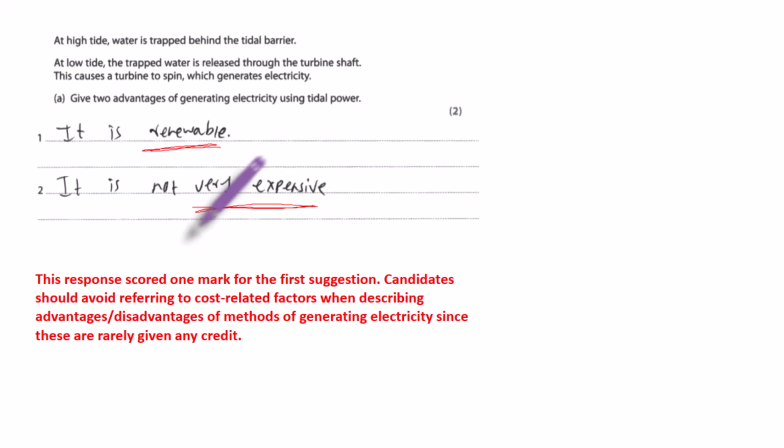So this used to be, I am pretty sure the student had read some previous mark schemes where cost, referring to the cost of construction, was awarded marks. But in recent mark schemes, examiners do not really recommend you write about the cost of construction or cost of production. This response scored only 1 mark for the first suggestion. Candidates should avoid referring to cost-related factors when describing advantages and disadvantages of methods of generating electricity, since these are rarely given any credit in recent mark schemes. They used to be given credit in the old mark schemes. So mark schemes keep on changing from year to year.